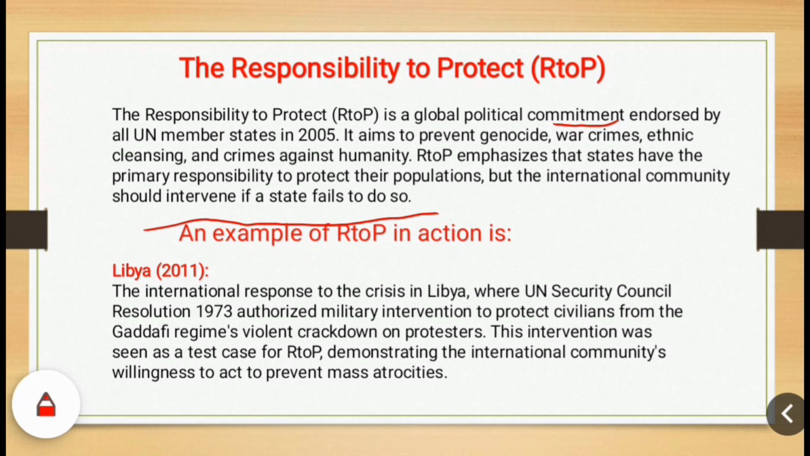In the international response to the crisis in Libya, United Nations Security Council Resolution 1973 authorized military intervention to protect civilians from Gaddafi regime's violence and crackdown on protesters. This intervention was seen as a test case for R2P, the responsibility to protect, demonstrating the international community's willingness to act to prevent mass atrocities.